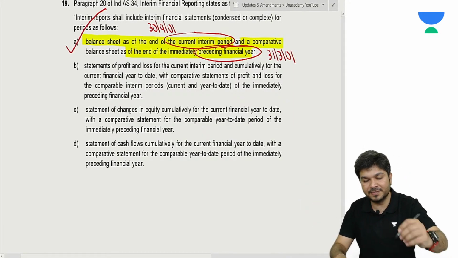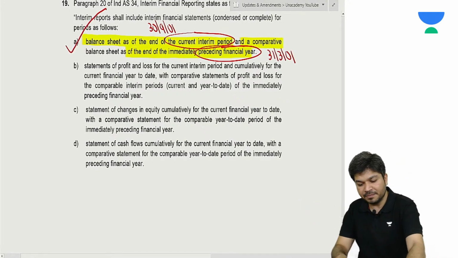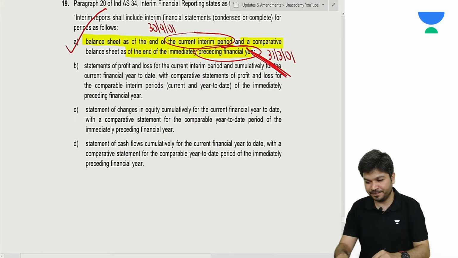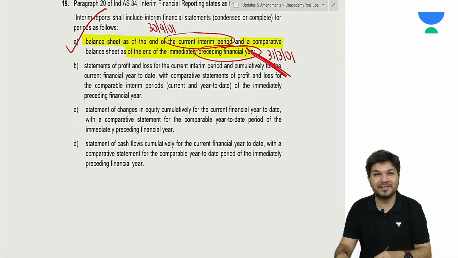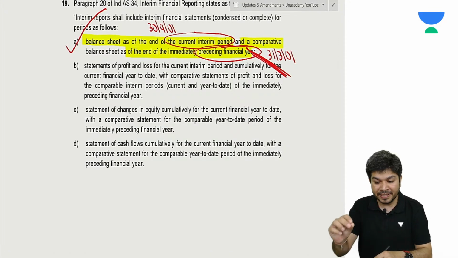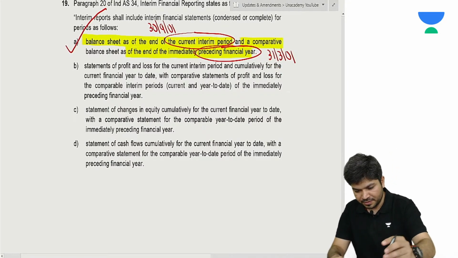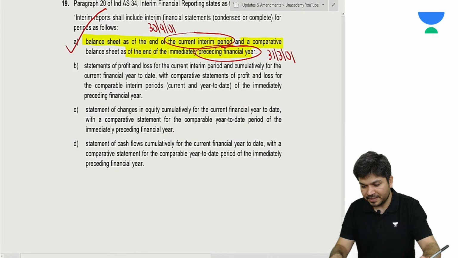Are you getting it? Only here is there a mistake. In our material, it's written 30th September 2000. Change it and make it 31st March 1. Shall I move ahead? Bala, Venkatesh, are you clear?